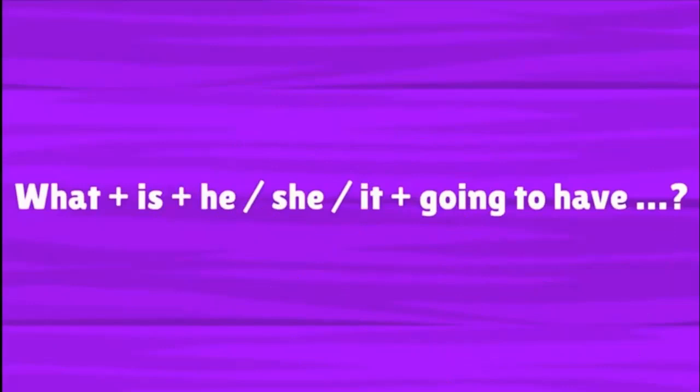Here, my students, this question consists of what plus verb to be is plus he, she, or it plus going to plus have. Here we use verb to be is because we use subject he, she, it. Take care, we use the auxiliary verb is, are, or am according to the subject. If we use subjects like he, she, it, or any singular noun, we use auxiliary verb is. What is he? What is she? What is it? Going to have. And also here we use verb have in infinitive after going to, because we must use verb in infinitive after going to.